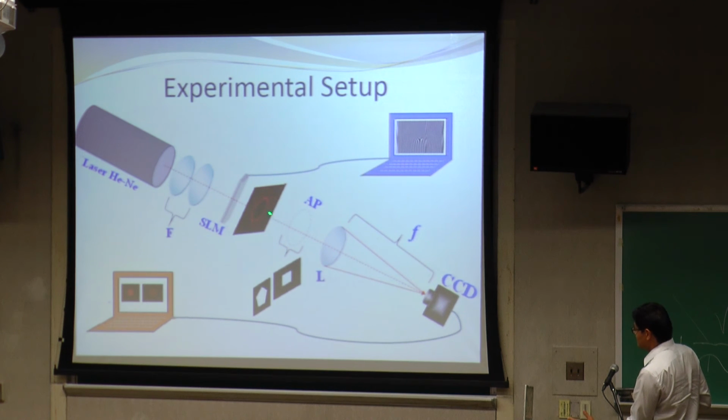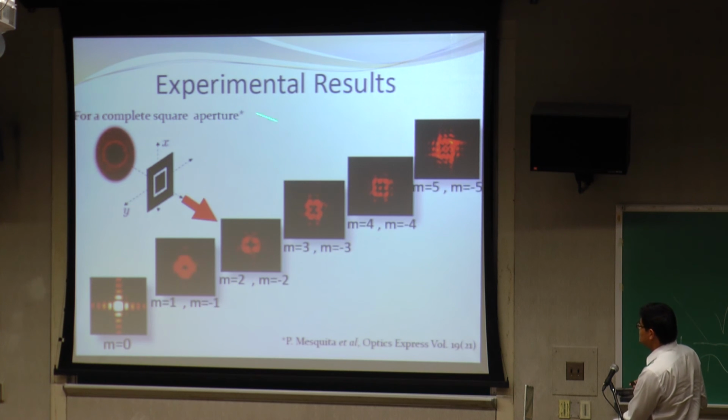and create the Bessel pattern and the aperture, then a lens to find the far field, the Fourier lens, and in the focal plane it's possible to obtain the far-field pattern. This is the experimental result.